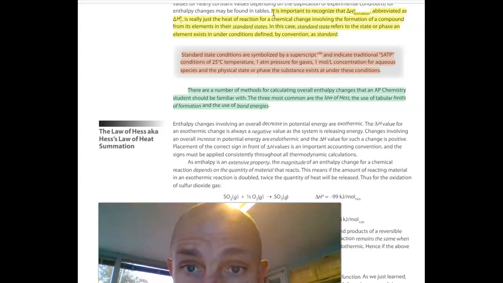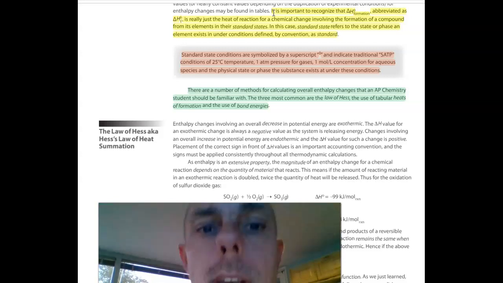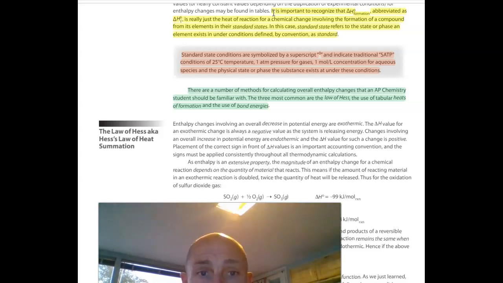Heat of formation is the energy change associated with forming 1 mole of a substance from its elements in their standard states. And in this case, standard state, not STP, SATP refers to the state or phase an element exists under conditions defined by convention as standard, SATP. Whereas STP, which we will talk more about in our gas law unit, whereas STP is 0 Celsius or 273 Kelvin and 1 atmosphere or 101.3 kilopascals.